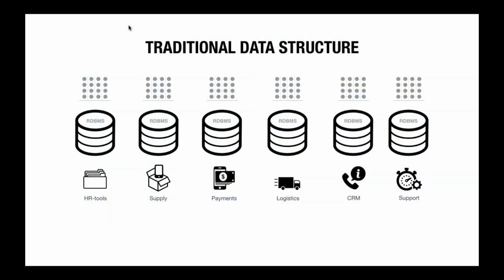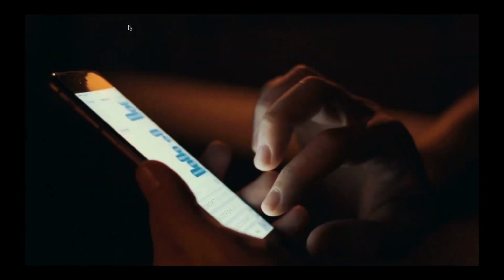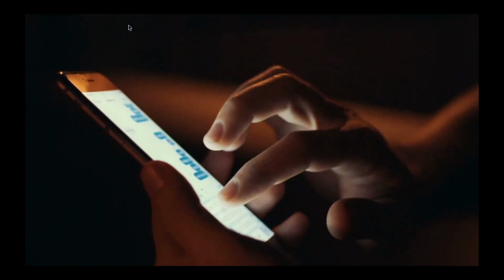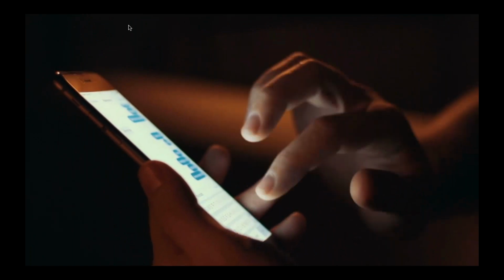Now, the traditional data structure that people have for their applications is storing essentially one relational database per system. So, they have a relational database around their HR tools, around their supply chain, around their payment system, around the logistics system. Their CRM has a database. Their support team has a database. Everyone has a database.